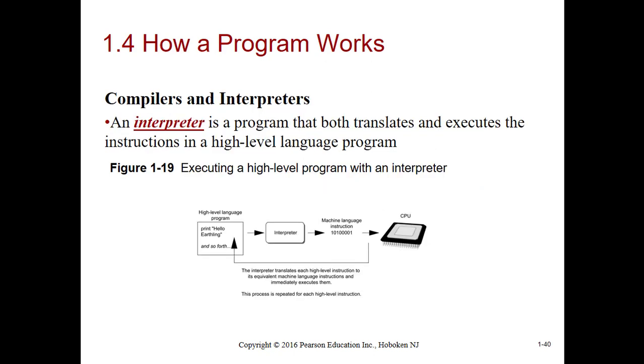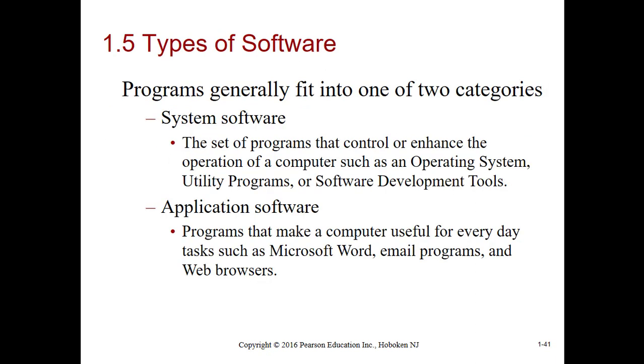An interpreter is a program that both translates and executes the instructions in a high-level language program. It works similar to a compiler, except some languages you have to run through a compiler, some languages you run through an interpreter. The end result is you've got to get all the syntax errors out before that program will run. Types of software. Programs generally fit into one of two categories. System software, which is a set of instructions that control or enhance the operation of a computer. Application software, programs that make a computer useful for everyday tasks.